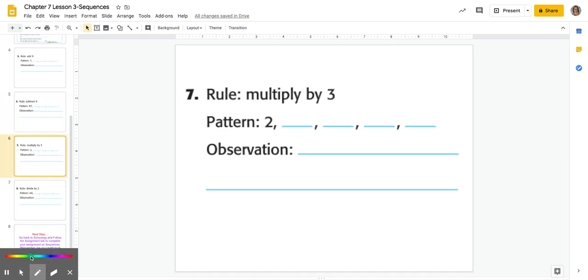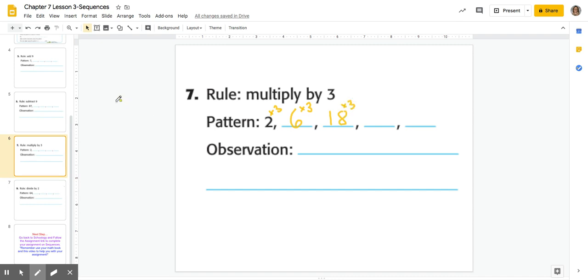You can have rules that are multiplication or division too. That's okay. The rule here is multiply by 3. That's easy. We can do that. Here we go. 2 times 3 is 6. Uh-oh. Now we're getting really big. 6 times 3 is 18. Uh-oh.